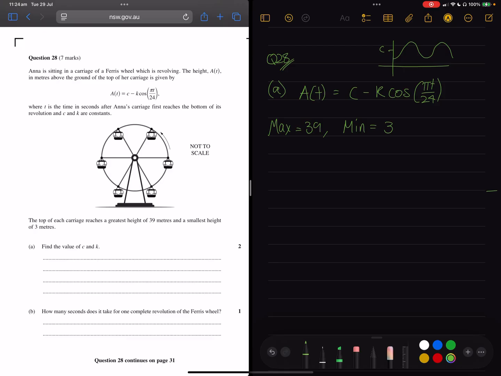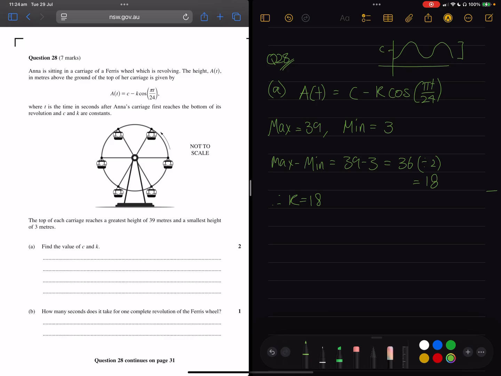So the max minus the min is 39 minus 3. That's 36. So 36 is the total amplitude here. Divide that by 2. This gives us 18. So 18 is the amplitude, so therefore k must be equal to 18.